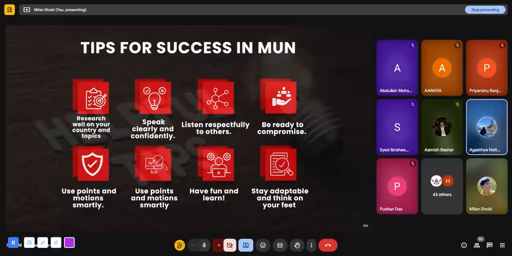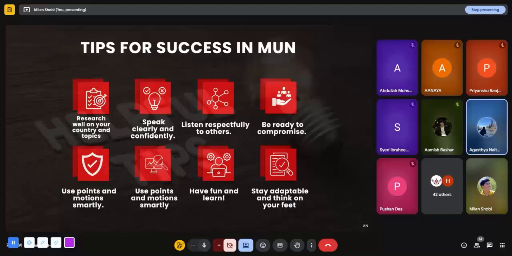Yeah. So next up is the tips for success in an MUN. To succeed in an MUN, one should know their country and the topic properly. One should not hesitate at any point and just speak clearly and confidently, and especially respect others' views. We should be open to compromise and use points and motions smartly.